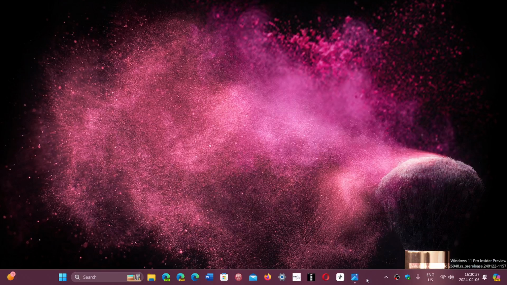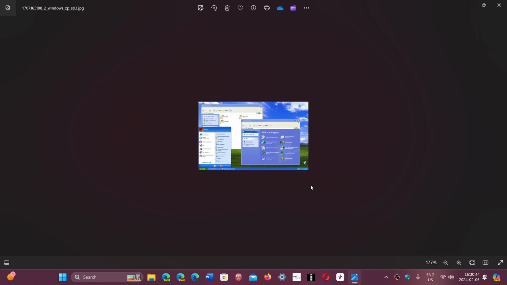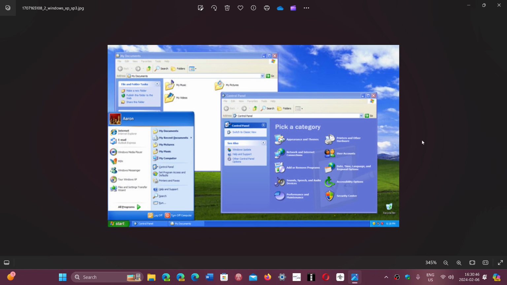23 years ago, on February the 5th, so 23 years yesterday, there was the announcement of a new Windows, and it's a Windows that I think a lot of people loved, and it was the Windows XP operating system.